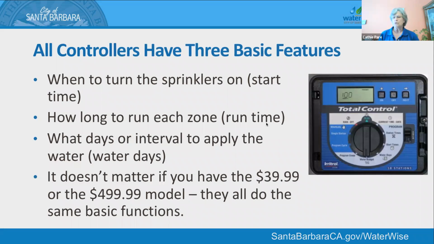So basically all controllers have three features. When you want to turn your sprinkler on, that's your start time. How long do you want to run each zone? That would be the runtime. What days or what interval that you want to apply to the watering, whether you want to water 2 days a week or whether you want to water every 10 days. And honestly, it really doesn't matter. You can have the $39.99 variety clock all the way up to $400 or $1,000. They all do the same thing.